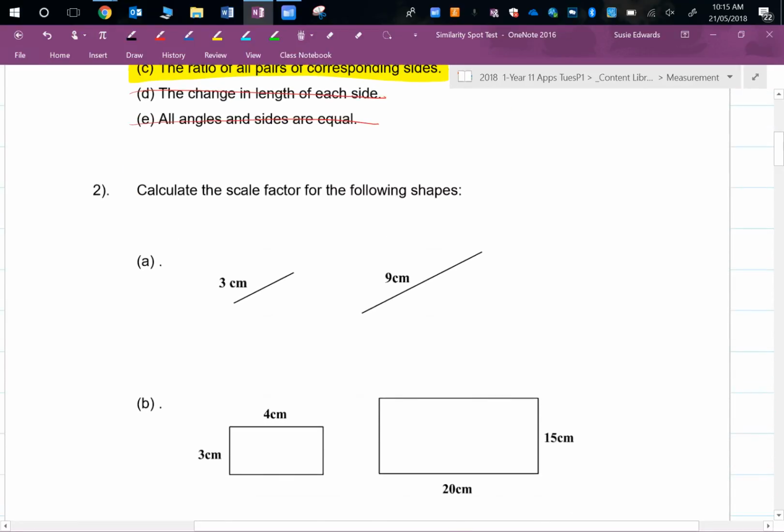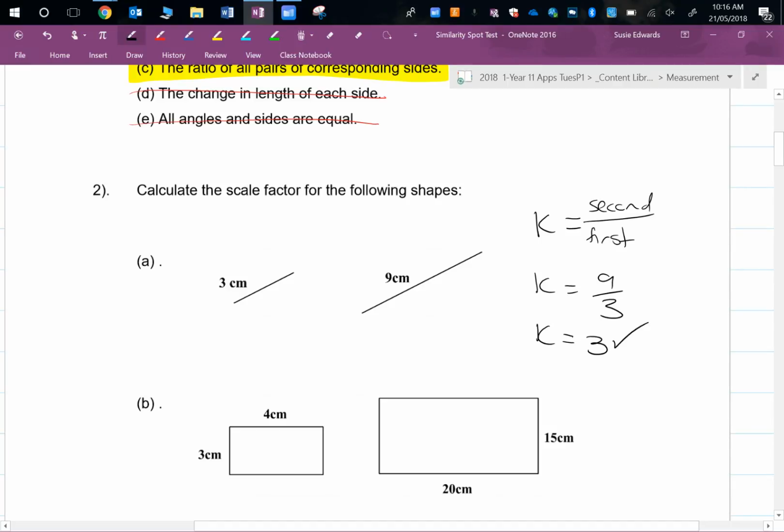All right, calculate the scale factor of the following shape. So how do we find the scale factor? We're finding K, and K is what? Good, the second number over the first number. So second divided by the first. So for this one, we've got 9 over 3, which is the same as 3 over 1, which is just 3. Okay, 1 mark. Make sense?